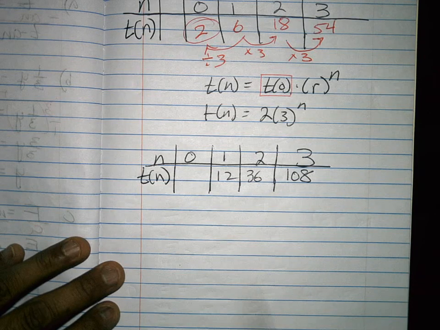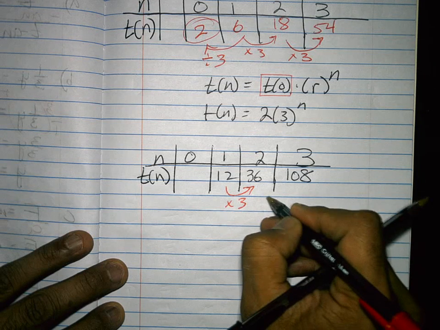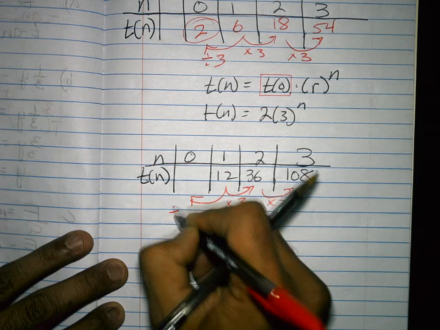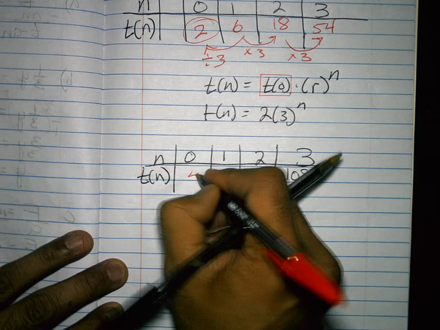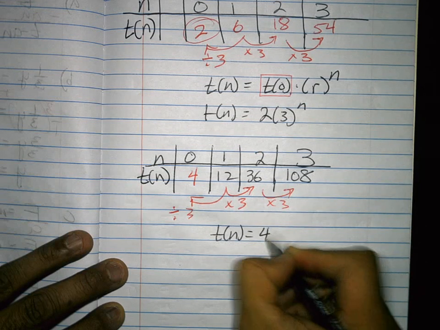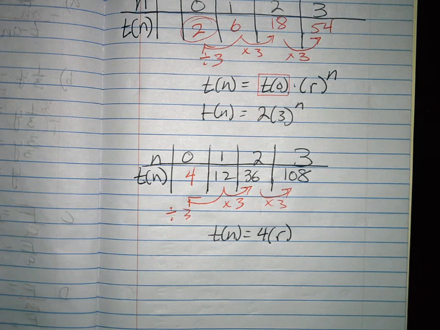This one's also times 3, right? But I use different numbers, so it's going to change the stuff a little bit. So same thing, I'm going to divide to go this way. So this is going to be 4. So the answer to this one is t of n equals 4 times the r value, which comes from these two. And I guess I could just punch that in, sorry.